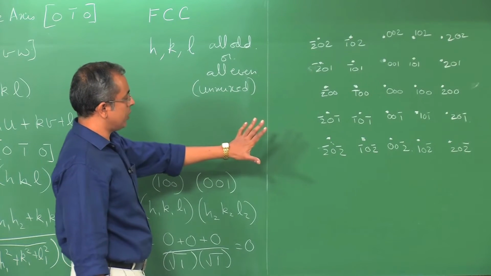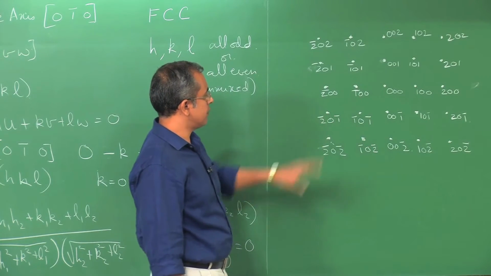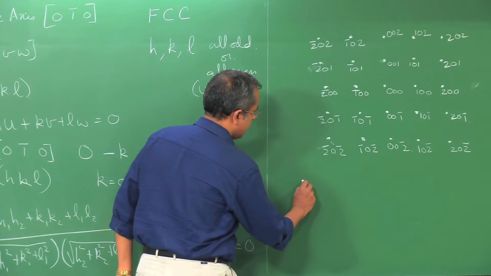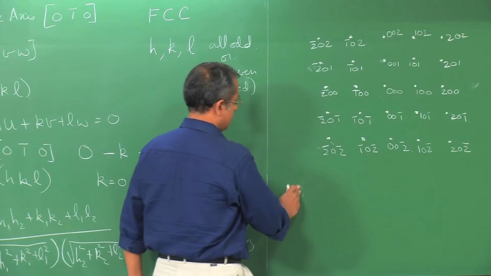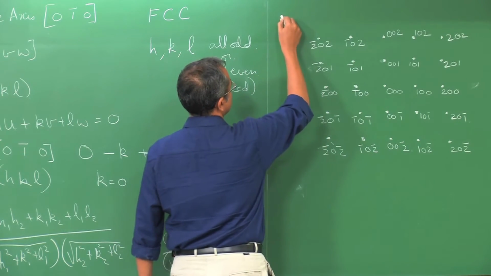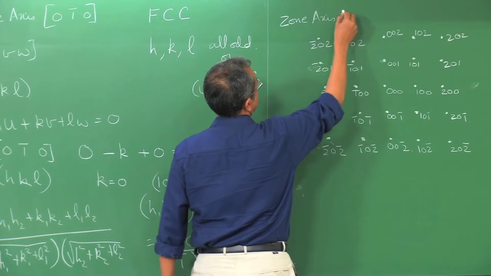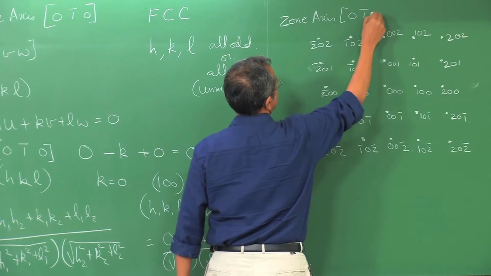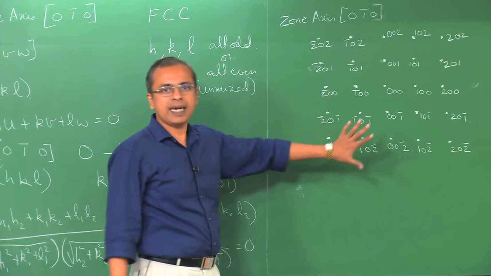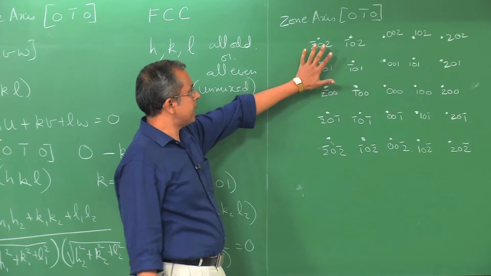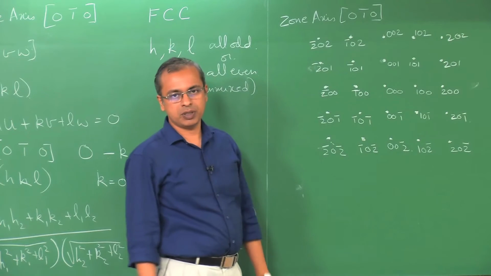So, these are all the points, please remember these are all the points without any further restriction, without any restrictions on H, K and L, except that they are all the points that correspond to that zone. Okay, so, they all belong to this zone. So, zone axis for all these points is 0 bar 1 0. So, that is the only restriction that is there. So, I have taken a cubic lattice and identified all the planes for whom this is the zone axis, and I have plotted them in reciprocal space.